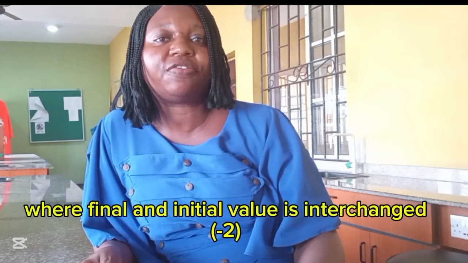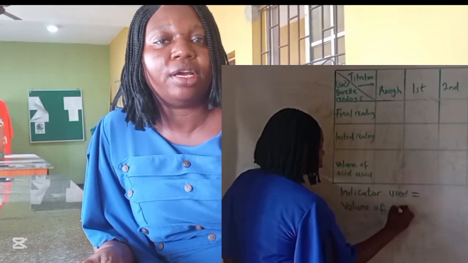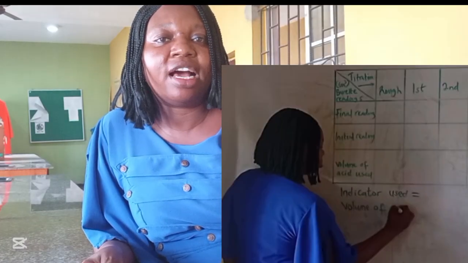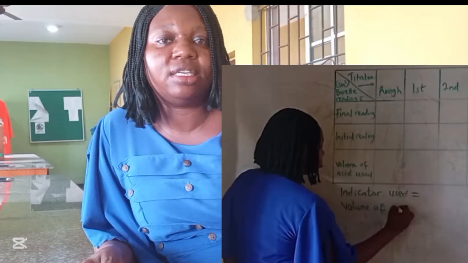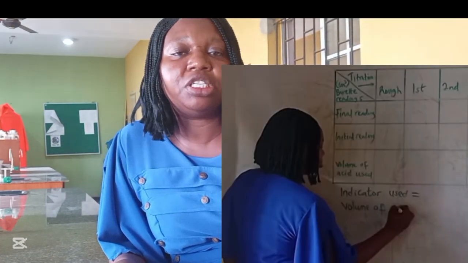The last but not the least reason why your mark can be deducted is if you interchange final and initial. You can see that in the titration table I drew here, it is final, initial, and volume of acid. If you put initial first before final, 2 marks will be deducted from your score. If we total all these errors together, if you make each of these errors, you would have lost almost 25 marks, even if you got all your answers correct.